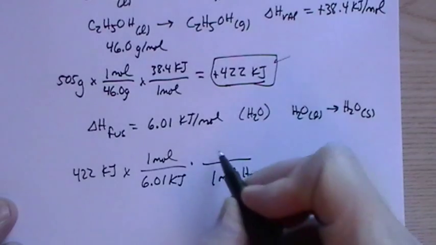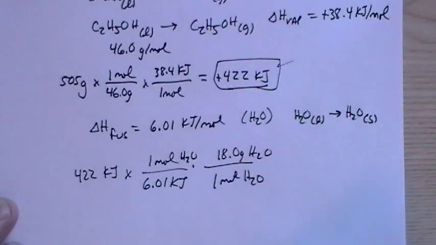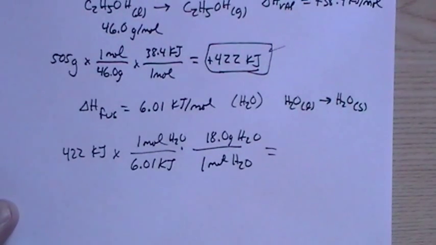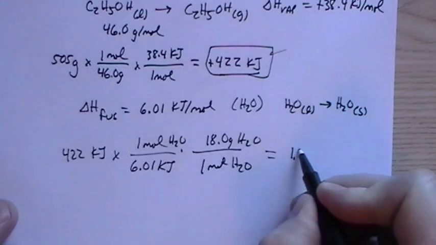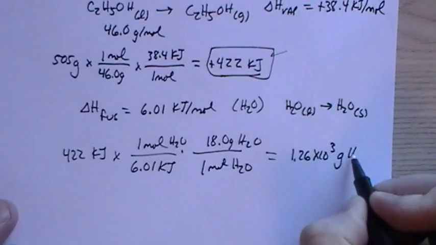1 mole, not here anyway. And then 1 mole of water is 18 grams of water. I should have written water all along the way. So let's see how much. For 422 kilojoules of energy, we can freeze 1.26 times 10 to the third grams of water.